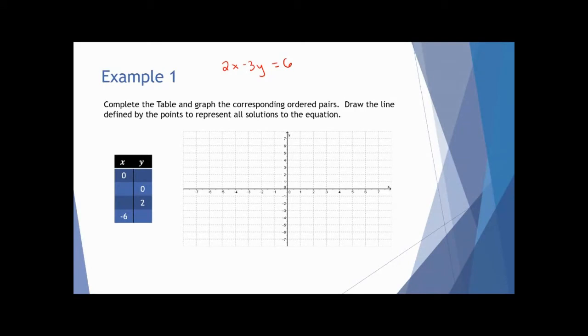So we're going to start by completing the table and then graphing. Now there's not enough room to do all the work on this slide, so I have a second slide where we're going to do the work, and then I'm going to come back and do the graph. So I'll just move my next slide to 2x minus 3y equals 6.